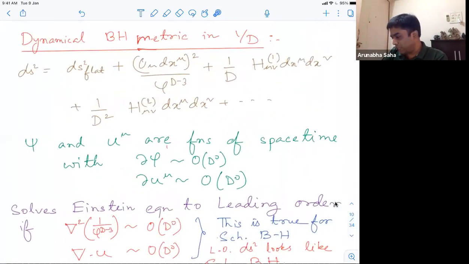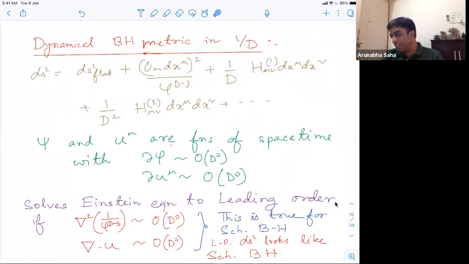Now, how do we do that? As I told you, locally, around any point in the membrane region, the metric resembles that of the corresponding Schwarzschild black hole. But I have written it in a Schwarzschild form in a fancy manner. Now, since we said that at leading order, the derivatives on psi, yeah.